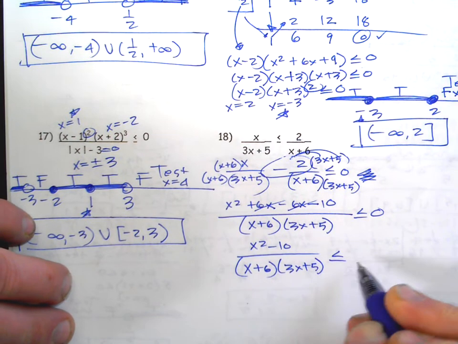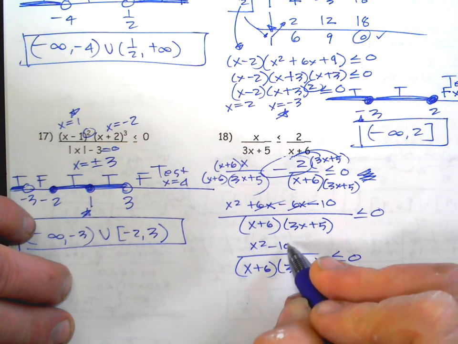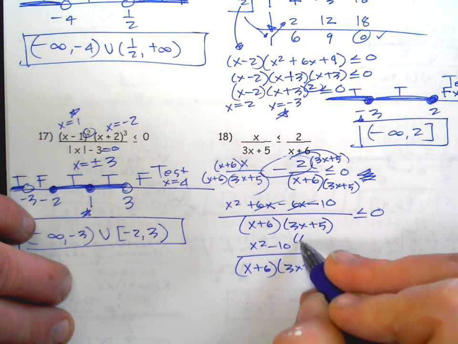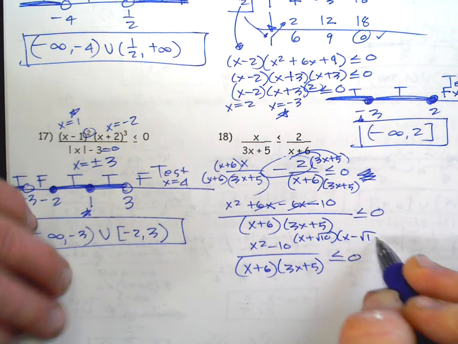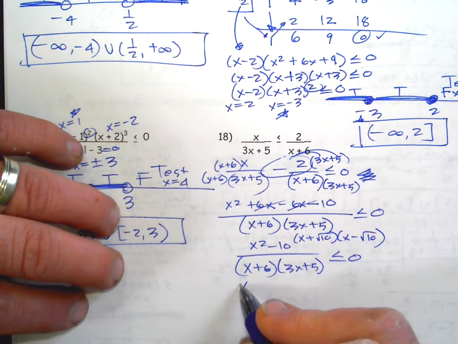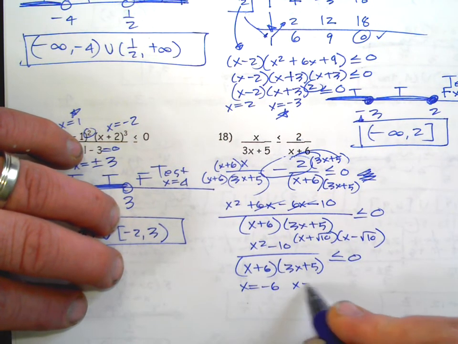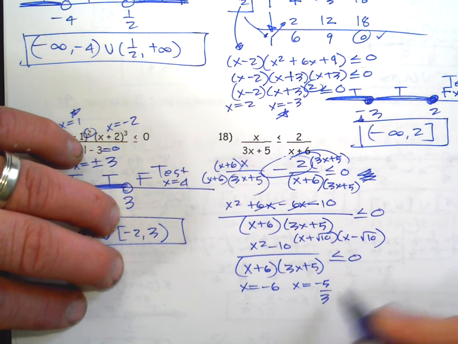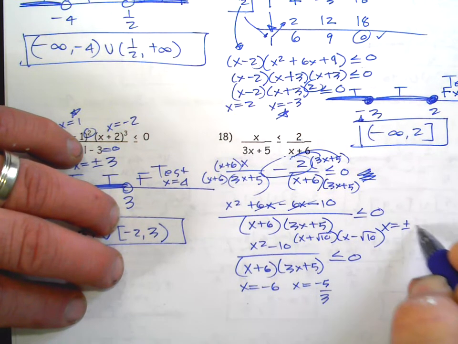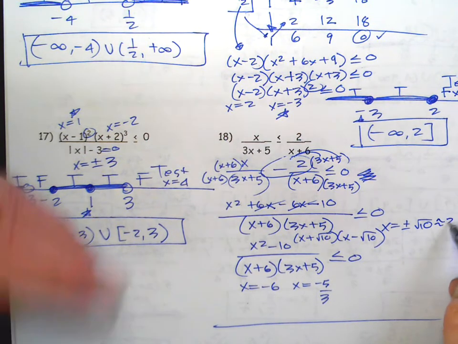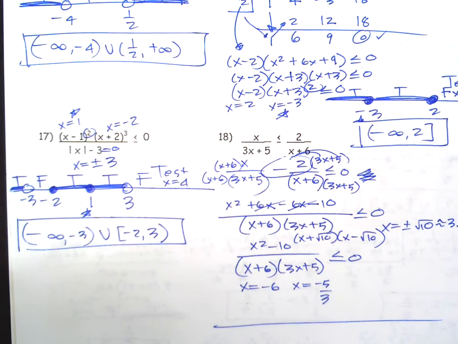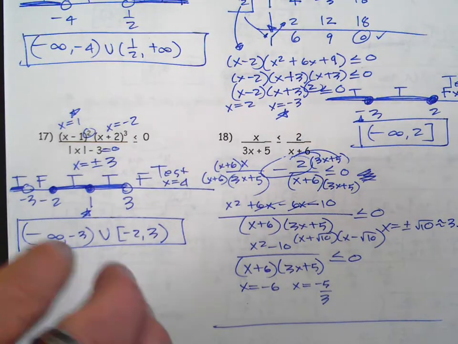Now let's try and factor the top. Now top, I'm looking at that, I'm like, oh, that's a difference of squares, x plus square root of 10, x minus square root of 10. So x equals negative 6, x equals negative 5/3, x equals plus or minus square root of 10. Now square root of 10 is about 3.1 or 3.2. It's between 9 and 16. It's between 3 and 4, right?